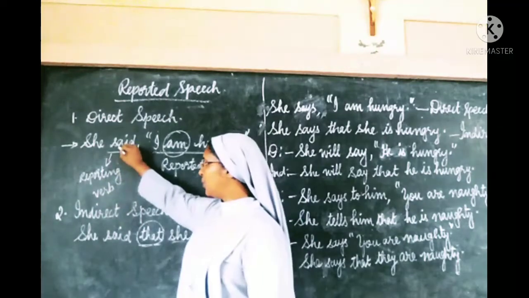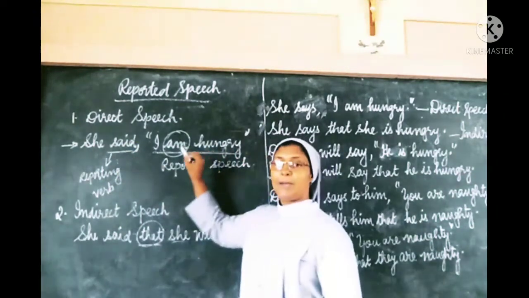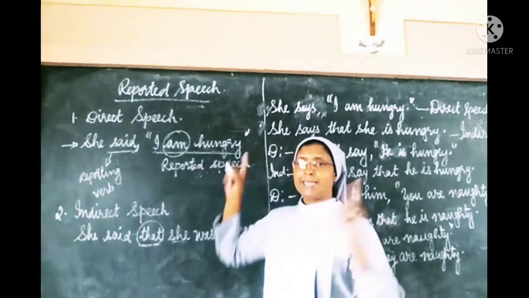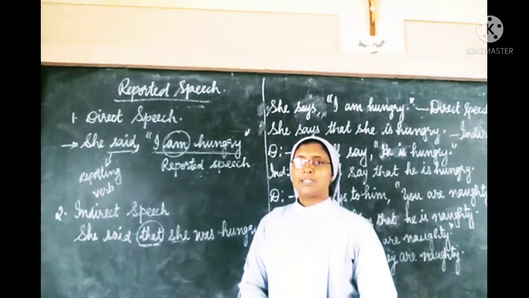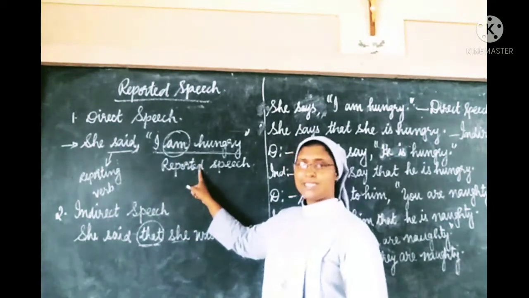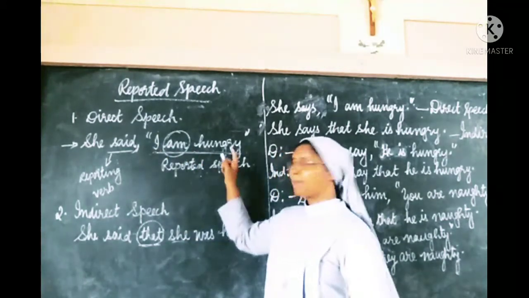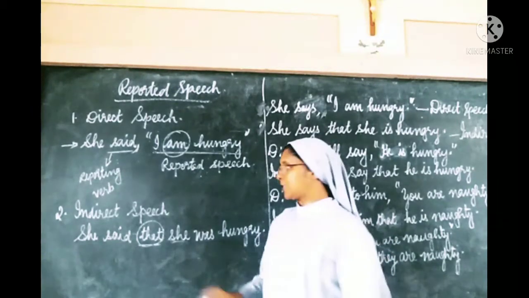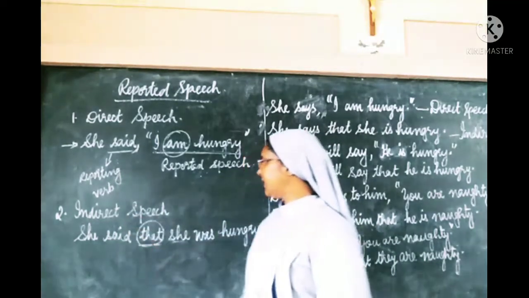One is called the reporting verb. The other one is the verb in the reported speech. So the verb here, what is in the inverted commas, is called the verb in the reported speech, and this portion, which is in the inverted commas, is called reported speech. Now we will go to the indirect speech.